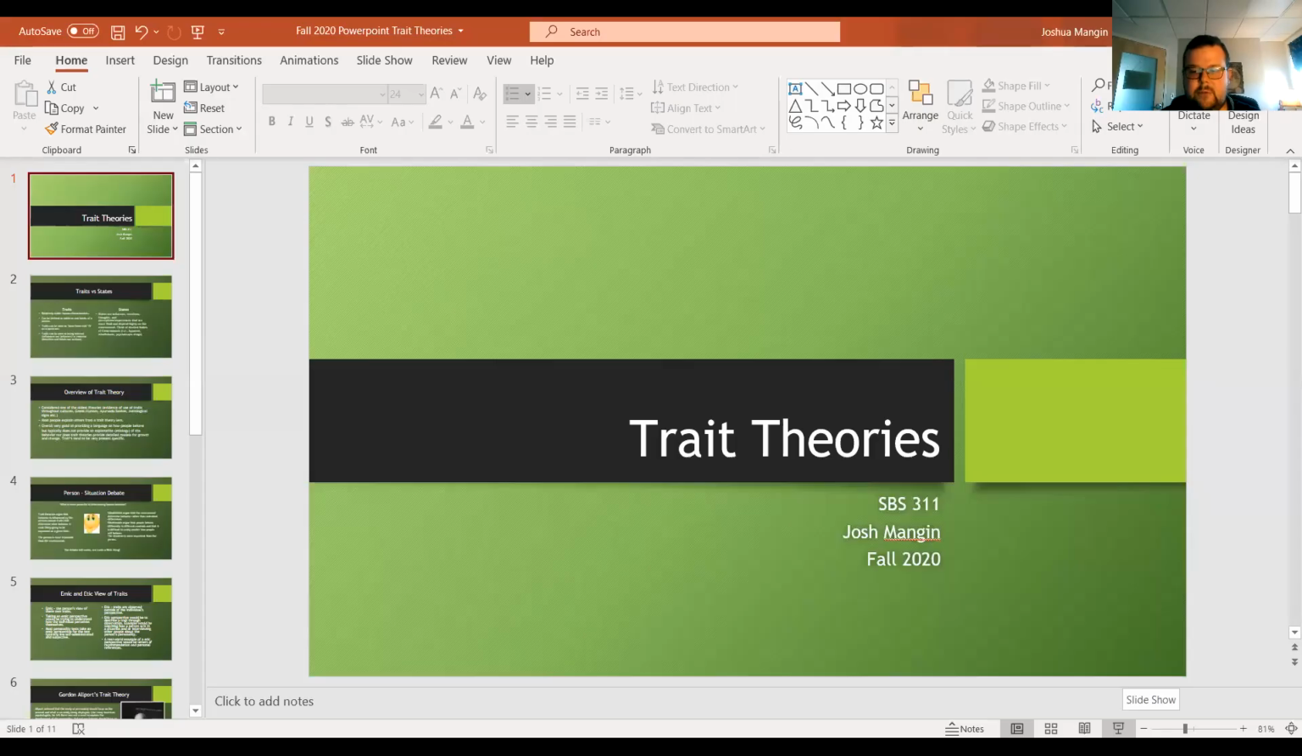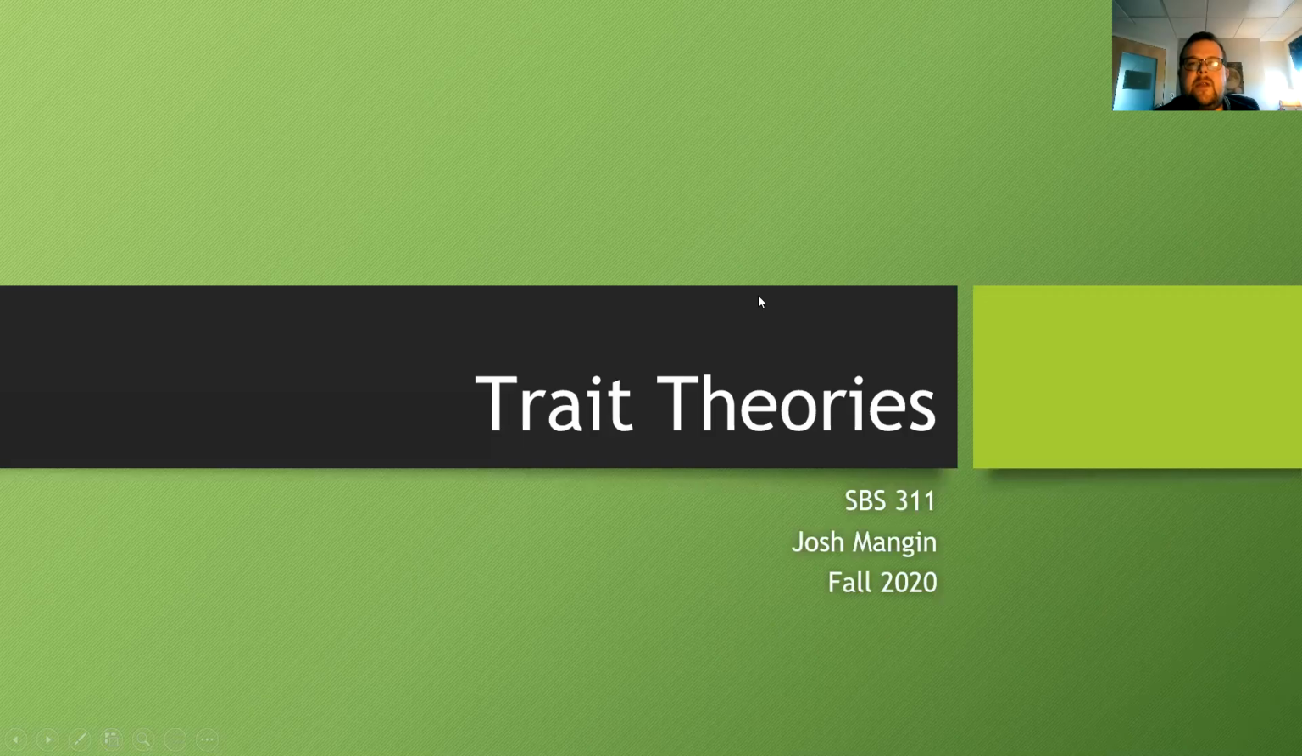So here we have trait theories. Now, before we begin, what I want to say is this is the theory that you have probably been using for most of your life without knowing it. Trait theories is this idea that we can describe individuals by certain adjectives, nouns, or other form of language. So in other words, how you describe someone typically can fall under trait theory.